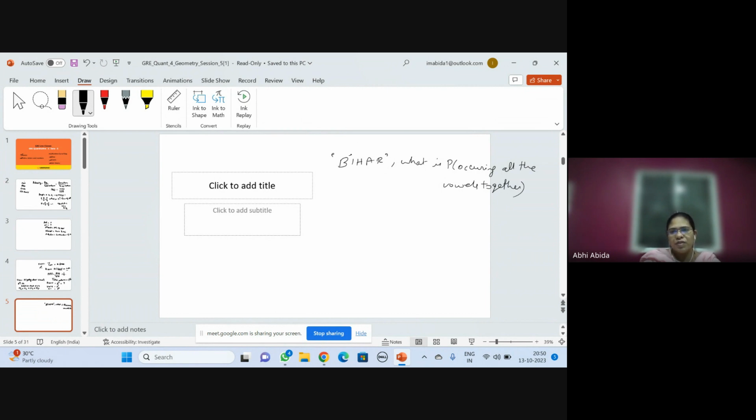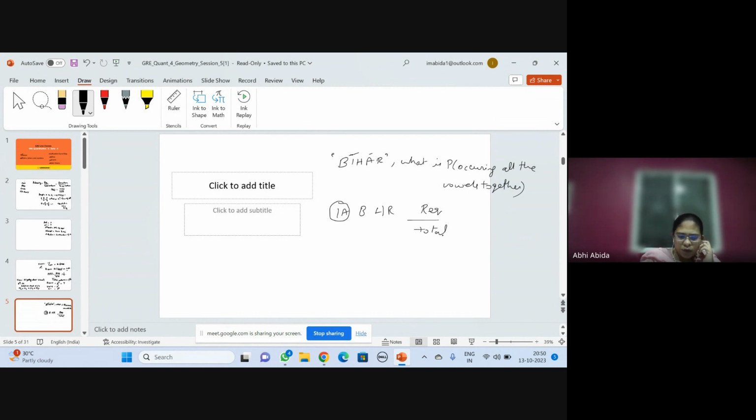As of now, I can figure out there are 2 vowels, right? So there are 2 vowels in the word. So just tie the vowels together in this pattern and write the consonants aside. Let us say B, H, R are the consonants. Now, we know that probability is nothing but required by total.